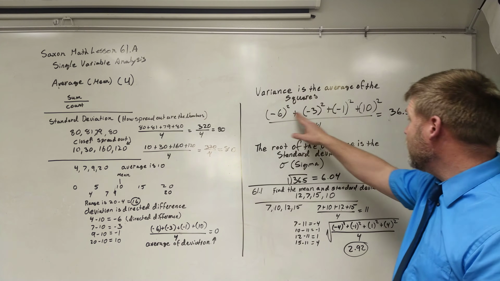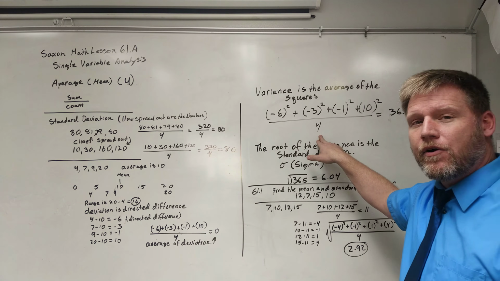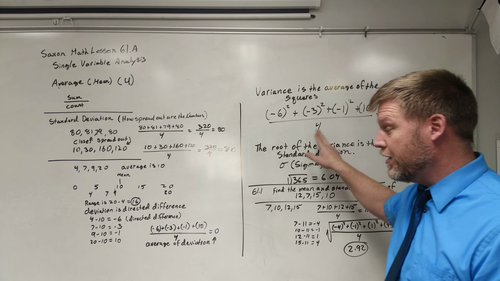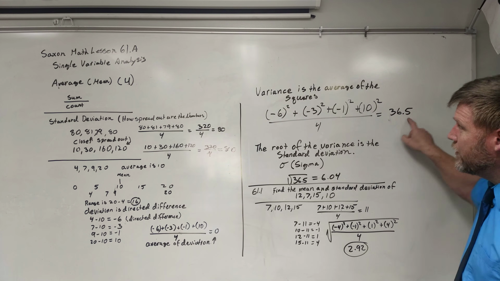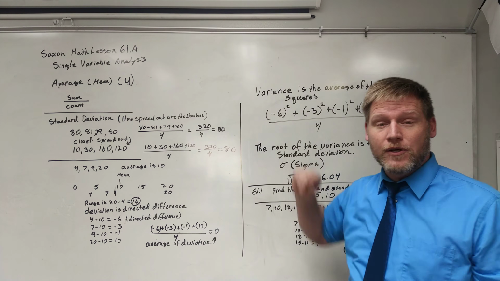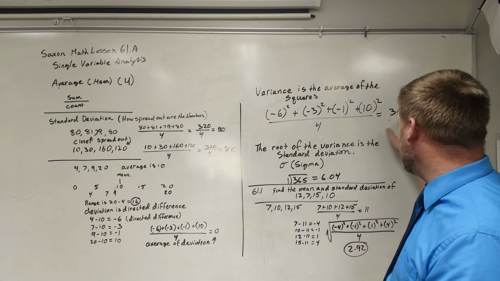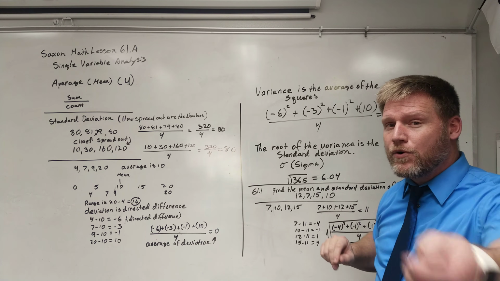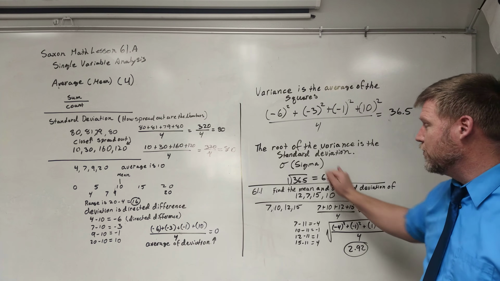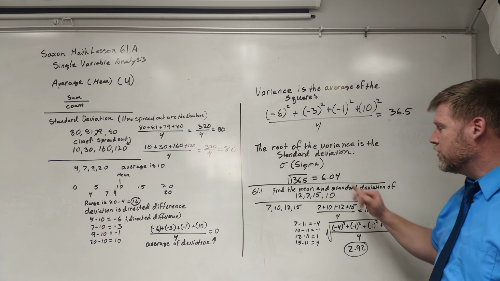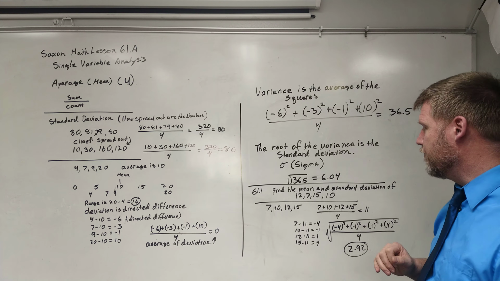If I square those, add them up, divide by how many there are, which is like averaging the squares, okay, then I end up with 36.5 on this one. That is the variance. So that's another new term. Variance is 36.5. But then I need to take the root of the variance, and that root of variance is going to tell me the standard deviation, which is abbreviated as sigma. So the standard deviation is 6.04.